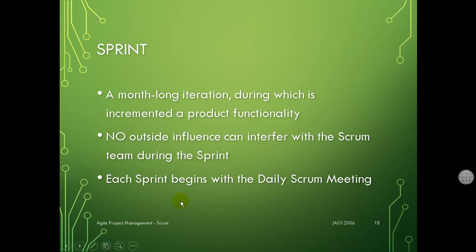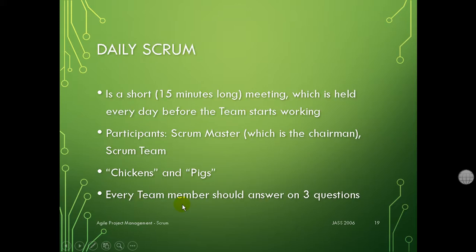Then the last point here, each sprint begins with a daily Scrum meeting. So what is a daily Scrum meeting? The daily Scrum meeting is a short, about 15 minutes long meeting which is held every day. Every single day, at the beginning of the day, you should have that daily Scrum meeting. And as you can see, it's just dedicated for those who have nothing but Scrum or nothing but software development, which is not in your case.